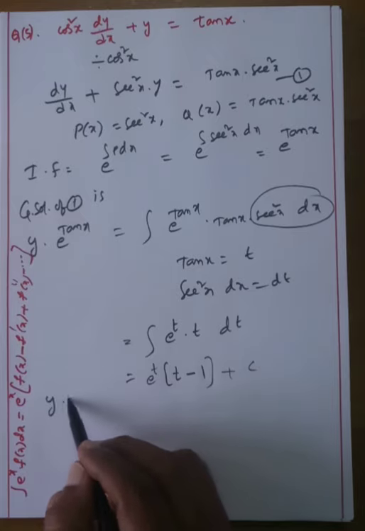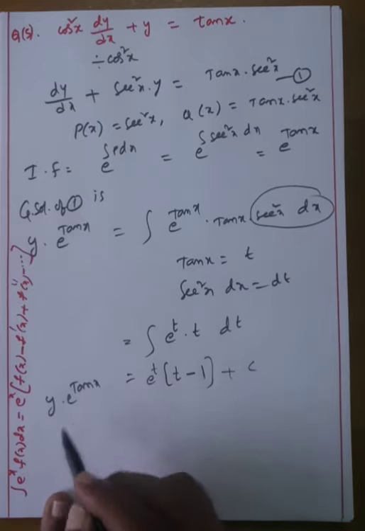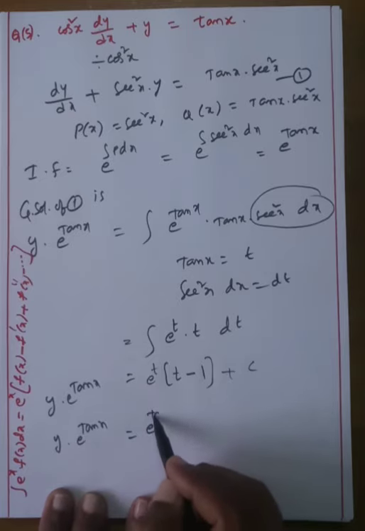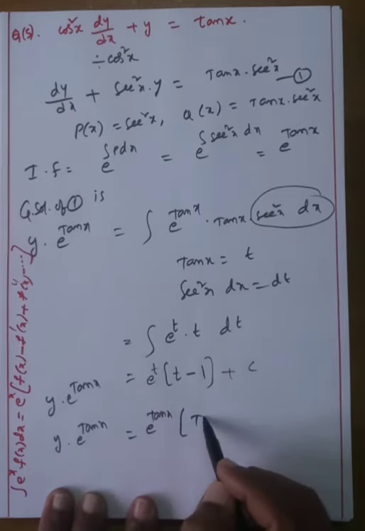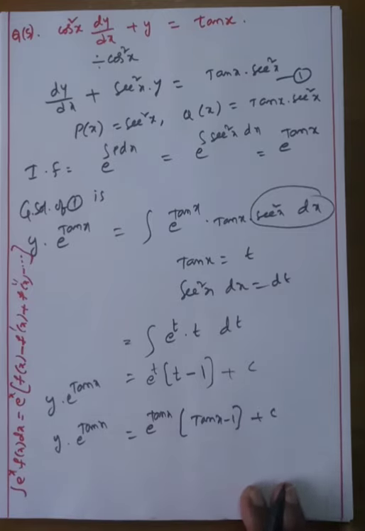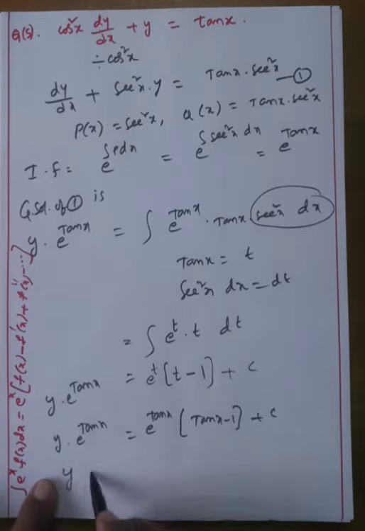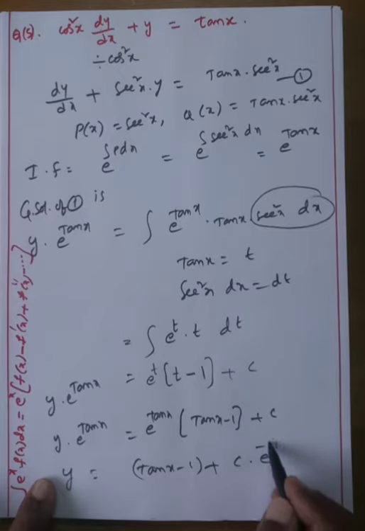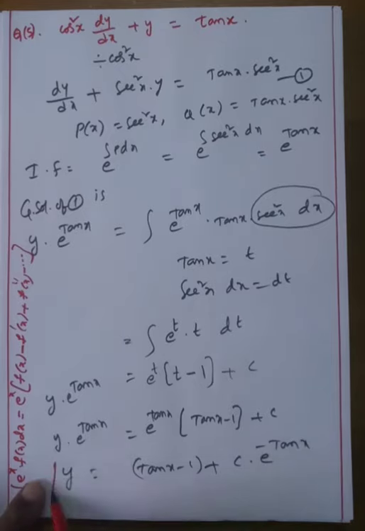This value is y into e power tan x. Therefore y into e power tan x is equal to e power tan x into tan x minus 1, plus c. Dividing the total equation by e power tan x, y is equal to tan x minus 1 plus c by e power tan x, which means c into e power minus tan x. This is the final answer, my dear students. I hope that you understood or not.